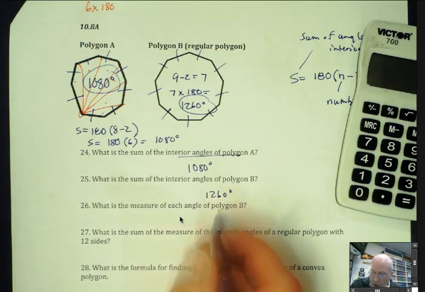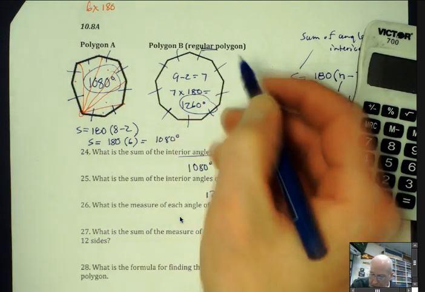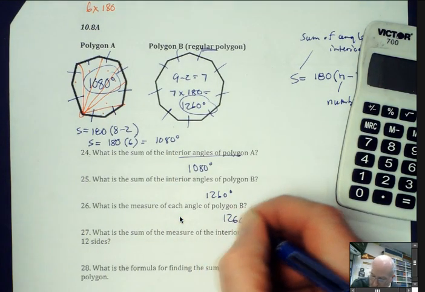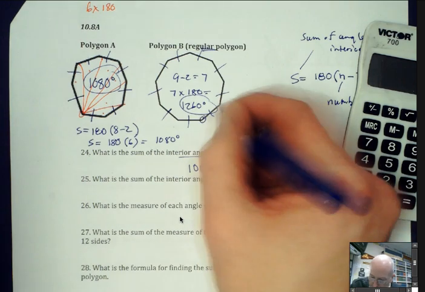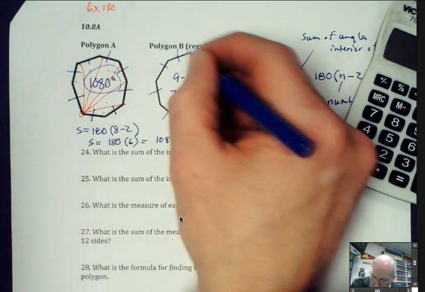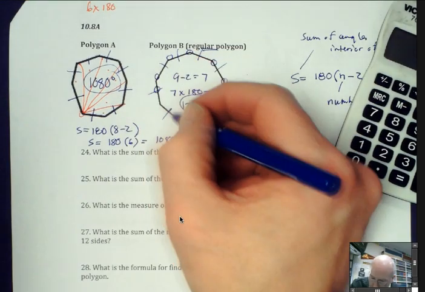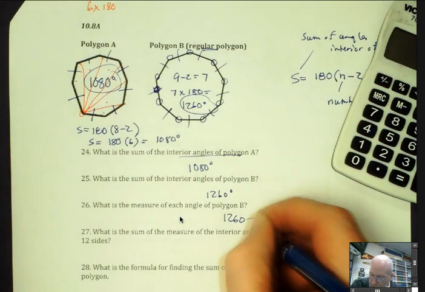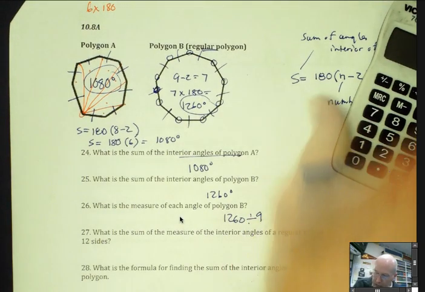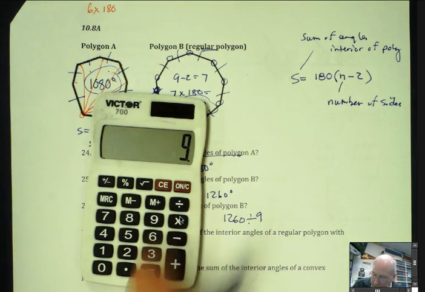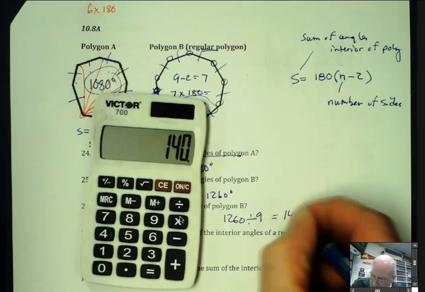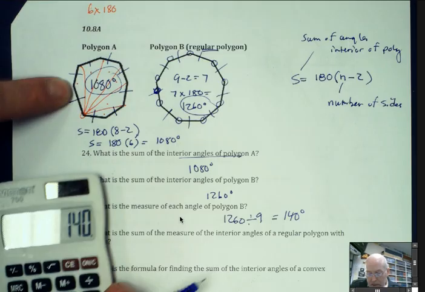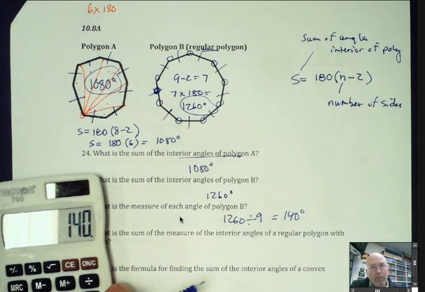Okay, what is the measure of each angle in polygon B? Well, this is a regular polygon. I've labeled it up there. So if there's 1260 degrees in that regular polygon, it's going to be the same for each angle. Remember, we had a total of 9 angles. So if we divide by each of those 9 angles, I'll just divide by 9, we're going to get 140 degrees for each of these interior angles. I can't do it on this polygon here because these angles are all different. It's not a regular polygon.